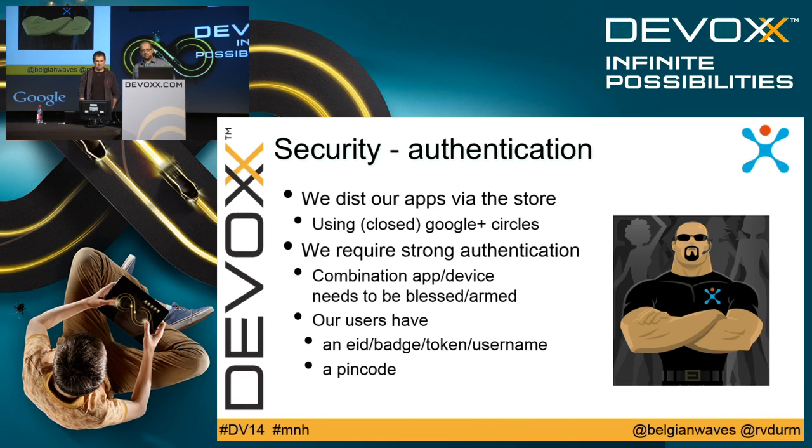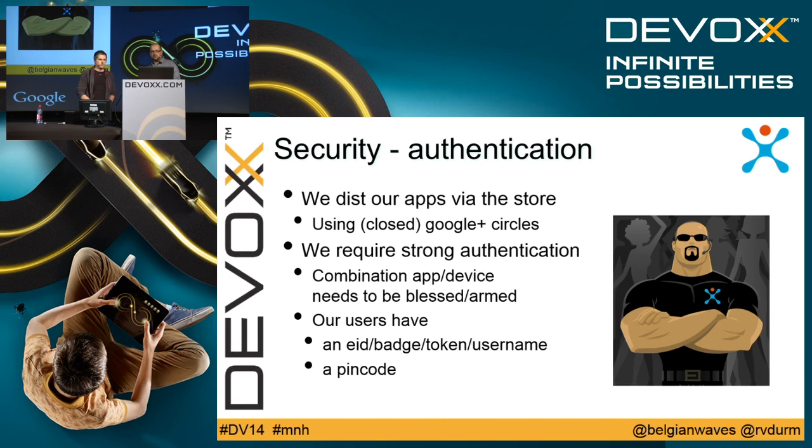The idea is that before a mobile application, a user has been logged in using some kind of identification in the form of a badge, an electronic ID, a token or a username together with a PIN code, he has to strongly authenticate himself with a second factor. So we use two-factor authentication. And the idea is that we distribute our applications via the application store, because we're only developing Android for the moment. And we use closed Google Plus circles for allowing people to install our software.